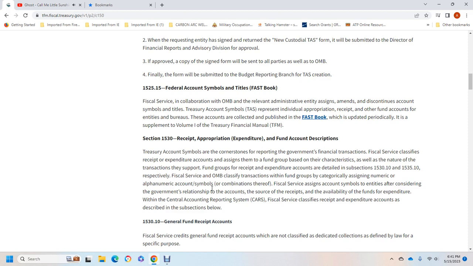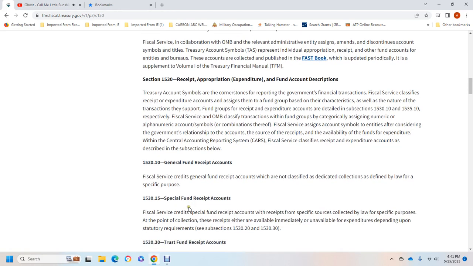Categorically assigning numeric and alphanumeric account symbols, or a combination thereof, with official assignment of the account numbers and symbols within any of the government in relation with the account, with the score for the perceived availability of the fund of the expenditures with the central accounting reporting system. Official Services classified the receipt of the expenditure accounts as described in the subsection below.